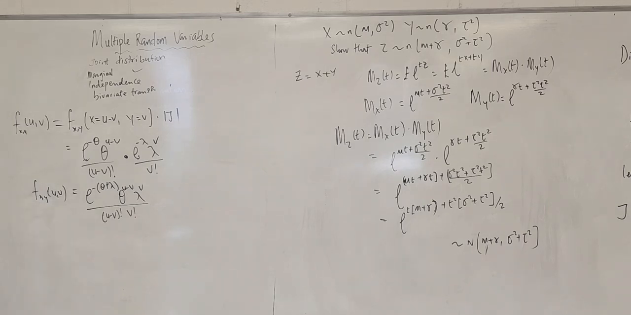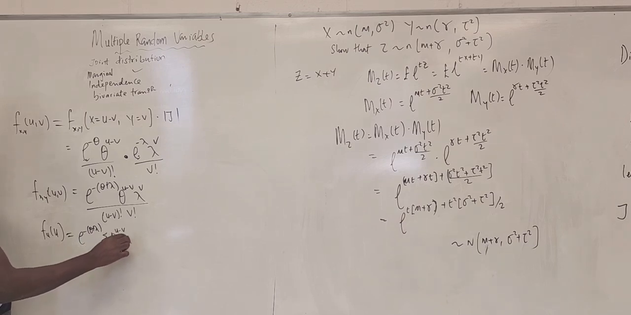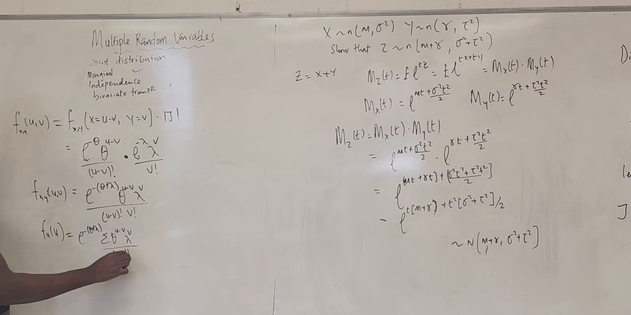I think this will be after this, right? Then you find the marginal distribution, which is the marginal of u. This is the joint PDF, and we have exponential minus theta plus lambda. You can introduce your summation, theta to the power of u minus v, lambda to the power of v, over u minus v factorial, v factorial.